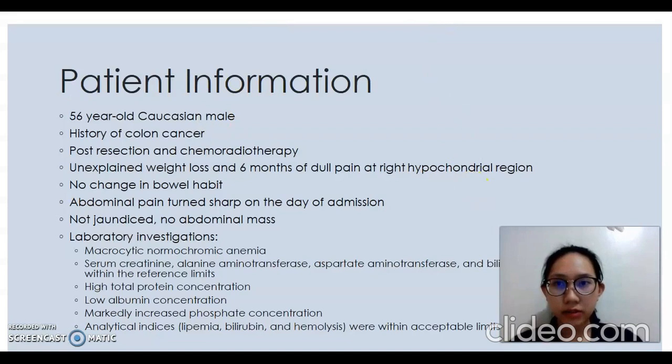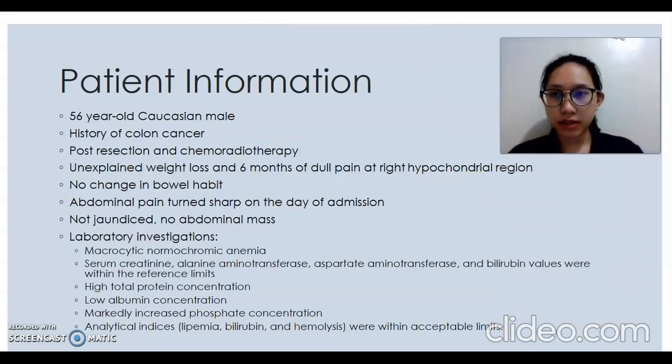So first I would like to restate briefly the patient information. The patient is a 56-year-old Caucasian male, has history of colon cancer, has undergone post-resection chemoradiotherapy, and presented to the emergency department with unexplained weight loss and 6 months of dull pain at right hypochondrial region. There is no change in bowel habit, and the abdominal pain turned sharp on the day of admission. Patient is not jaundiced and there is no abdominal mass.